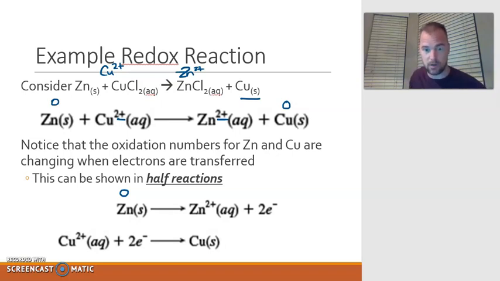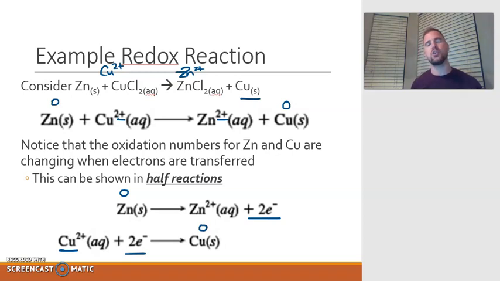That's why it went from 0 to +2. It gave up those 2 electrons. Well, those 2 electrons have to go somewhere, right? So where do they go? The copper 2+ ion took those 2 electrons that were just floating out there, and as a result, that's what brought its charge down from +2 down to 0. Do you see how that happens?